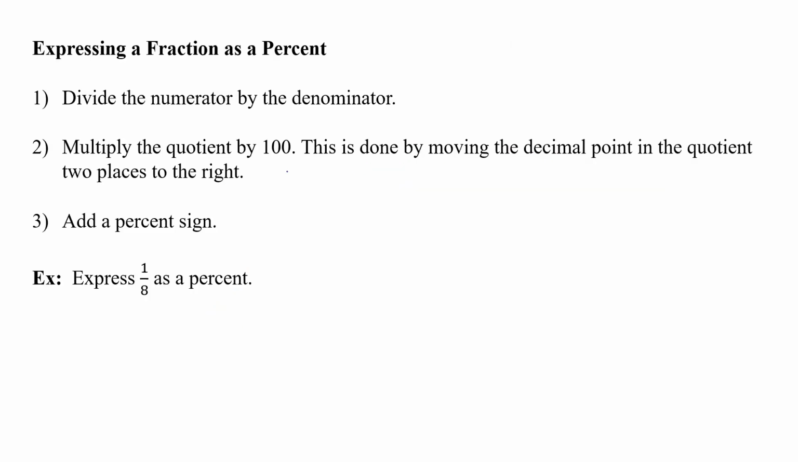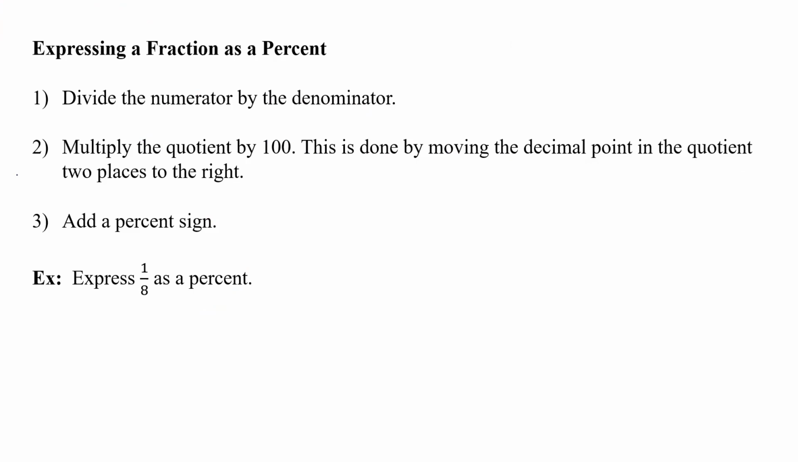Okay. So if we want to express a fraction as a percent, what do we need to do? Well, we need to divide the numerator by the denominator. Then we need to multiply the quotient by 100. And this is done by moving the decimal point in the quotient two places to the right. And then we add a percent sign.